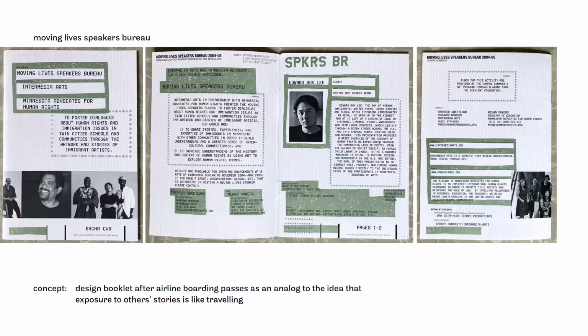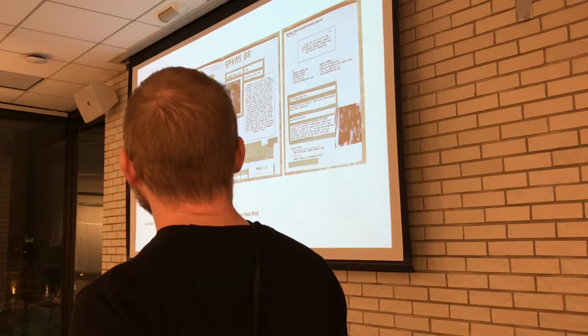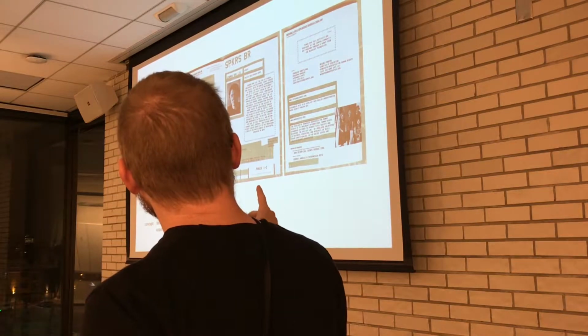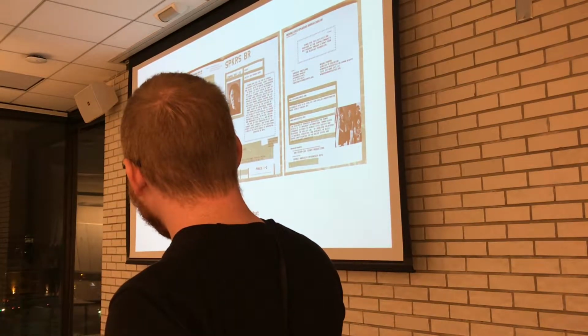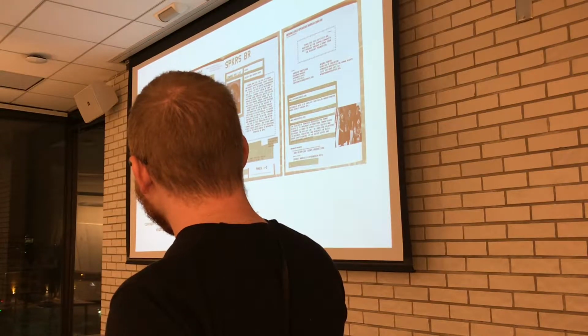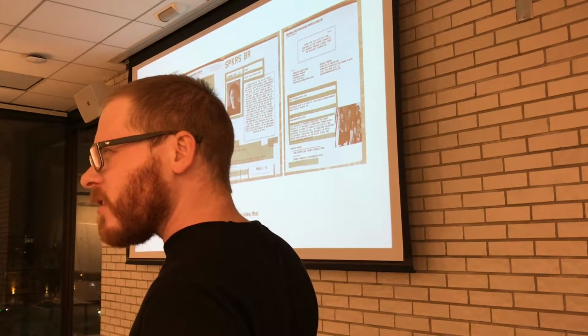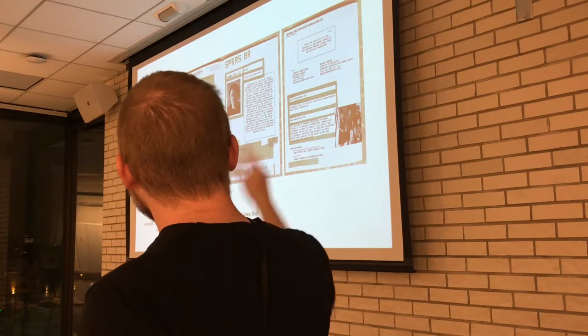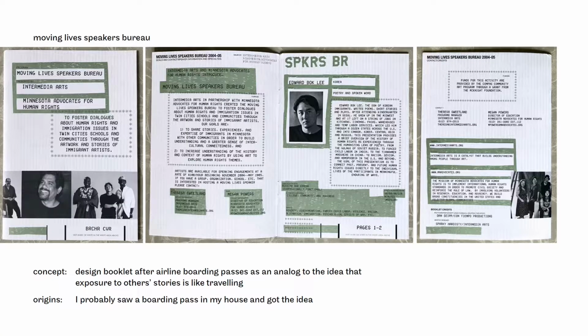So the concept: design the booklet after airline boarding passes as an analog to the idea that exposure to other stories is like traveling. In addition, it is a hand-drawn boarding pass because I think I didn't want it to look slick. But it's like a metallic green ink. It's got all the weird little crazy dots and stuff. And I feel like you don't get boarding passes anymore, so the reference doesn't make as much sense. But in 2004, boarding passes looked cool, and they had metallic inks, and they were nice.